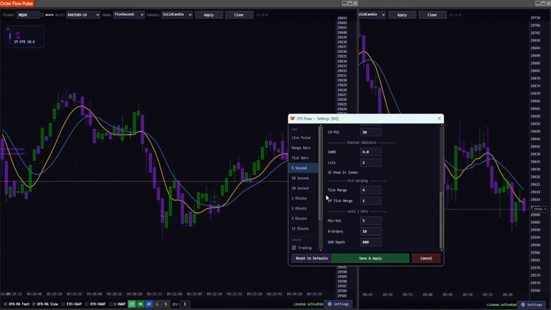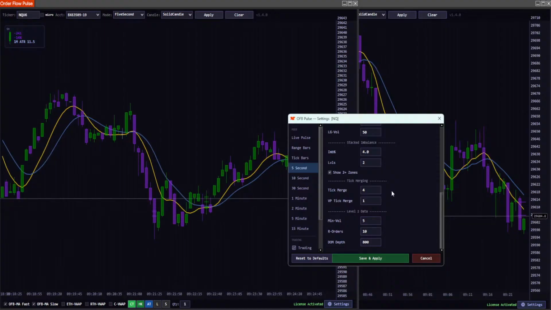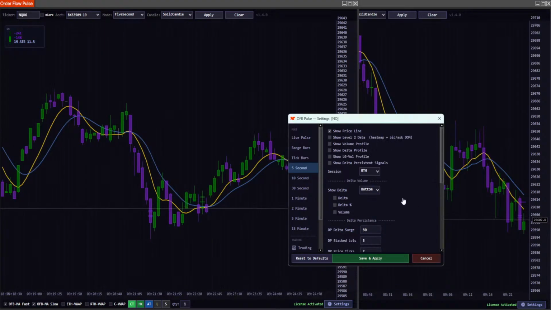I'm tick merging it. I have to tick merge NQ to 4. I don't have to, but I do. I tick merge it to 4 because I want to have good quality data, and the NQ is a thinly traded market. Okay, so that's what I really need.